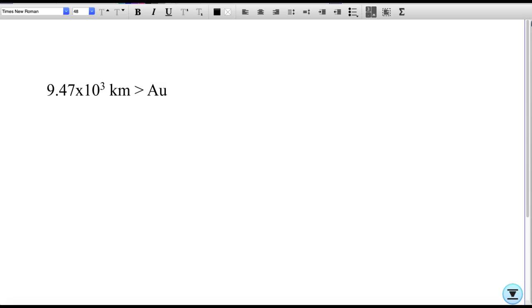All right, let's look at how we're going to do a conversion. So here's what I have. I have 9.47 times 10 to the third kilometers, and I want to turn it into AUs, or astronomical units.